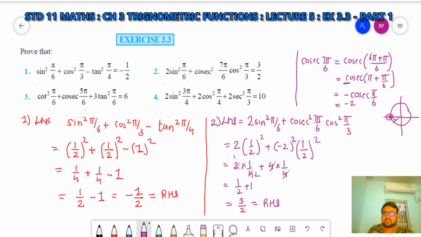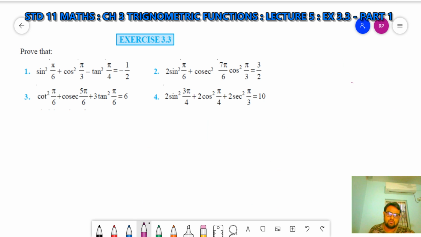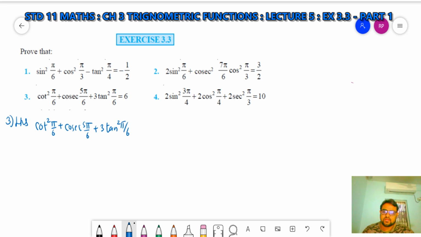Okay, now let's move to the next, that is third. LHS: cot square pi by 6 plus cosec 5 pi by 6 plus 3 tan square pi by 6.